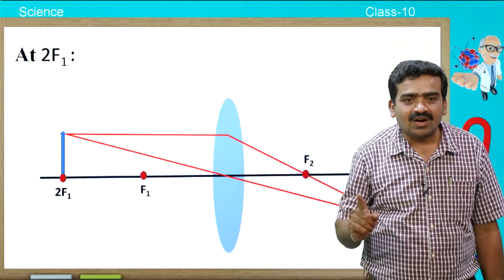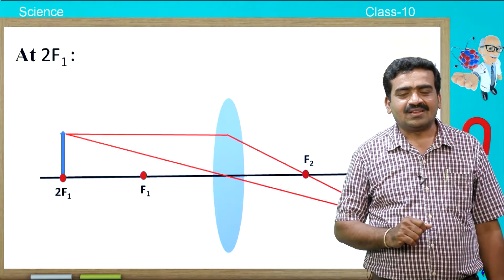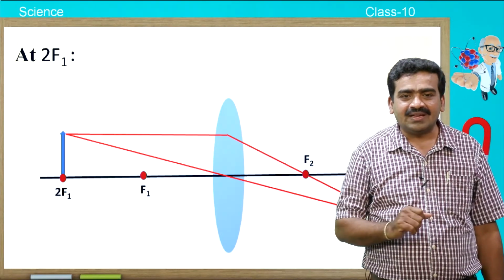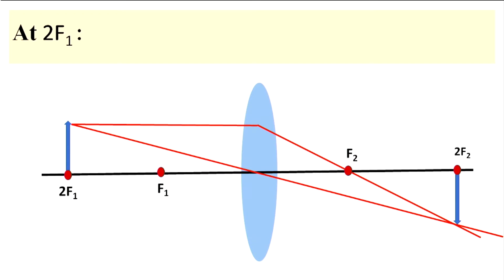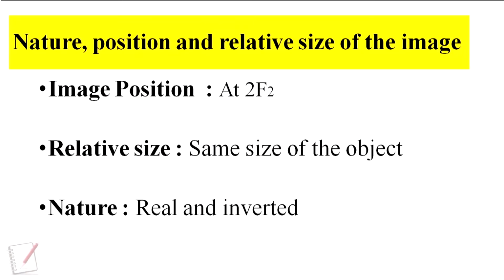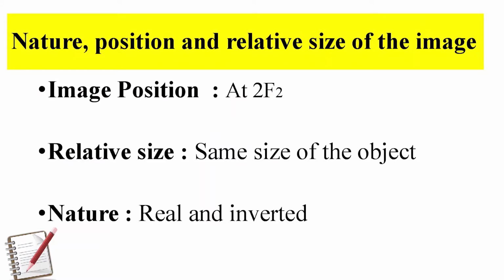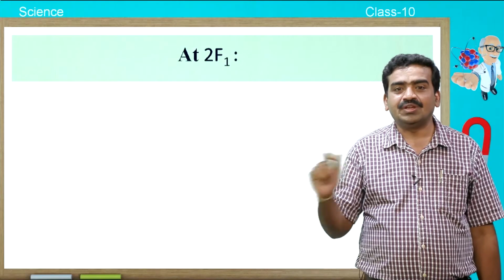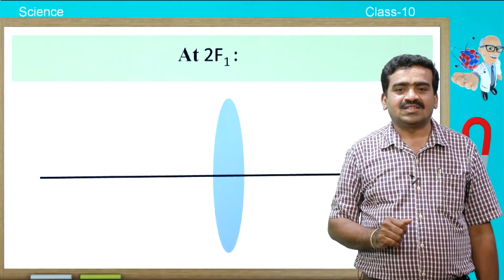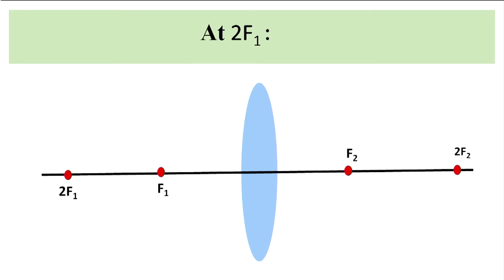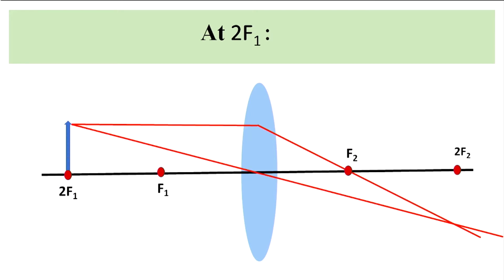The image is formed at 2F2. Then compare the height of the image with respect to the height of the object. Here both heights are the same, so we can list the nature, position and relative size of the image like this. Image position is at 2F2, relative size is the same as the object size. In this case also a real and inverted image is formed. I am showing you the animation again. So, just remember how the image is formed and its nature.